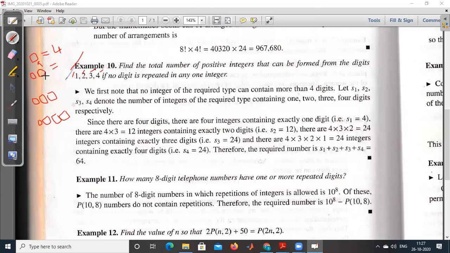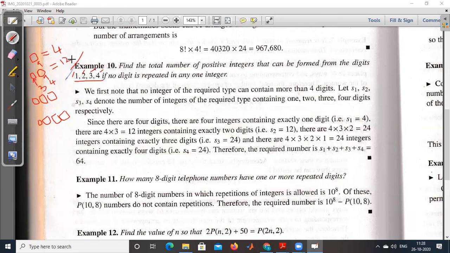Okay, how many two digit numbers do we get? Say, the first digit can be filled in how many ways? Four digits are there now. So the first can be either one, two, three, or four. That means this can be filled in four ways. So for example, the first one is filled with any one of the digits. How many digits remain for the second position? Only three digits remain. So 3 into 4, that means 12 different two digit numbers we get.